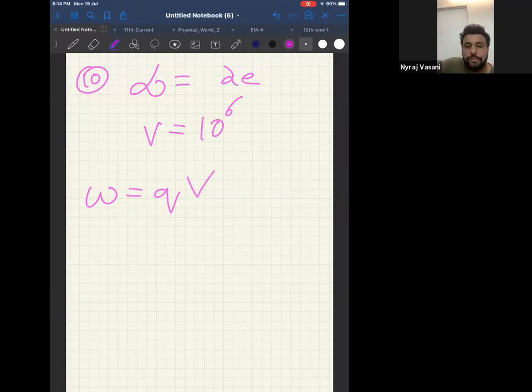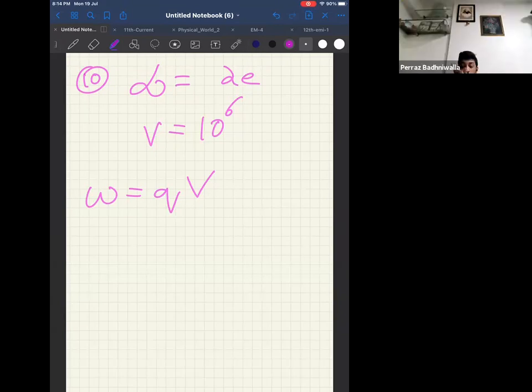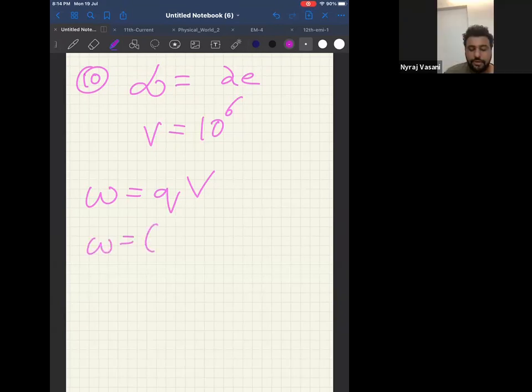Tell me, do you know this formula? Work done is equal to QV. Tell me, everyone, yes or no? Yes. Again, from our formula table. Charge of an alpha particle is 2 times the charge of an electron, into what is the volt given? 10 power 6. But this will be in joule because work done SI unit is joule.